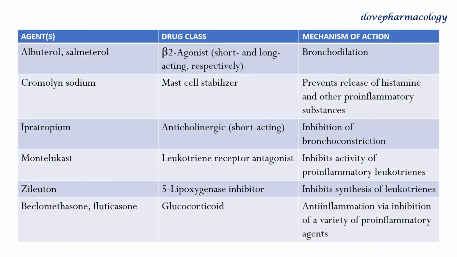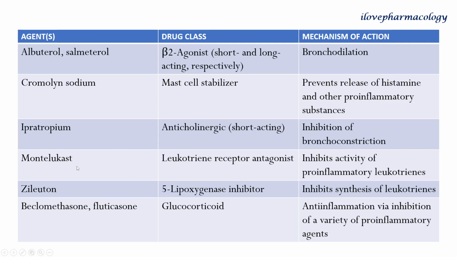So to summarize, albuterol is a shorter acting beta-2 agonist, whereas salmeterol is a longer acting beta-2 agonist that helps in bronchodilation. Whereas Cromolyn Sodium is a mast cell stabilizer which prevents the release of histamine, and also prevents the release of pro-inflammatory substances. So next we have Ipratropium Bromide, which is a shorter acting anticholinergic agent which inhibits the bronchoconstriction by inhibiting M3 activity in the bronchial smooth muscle.